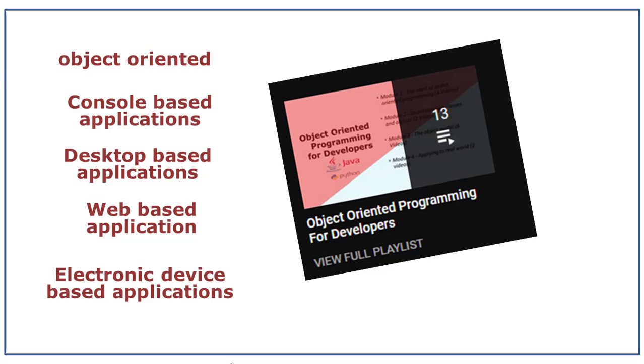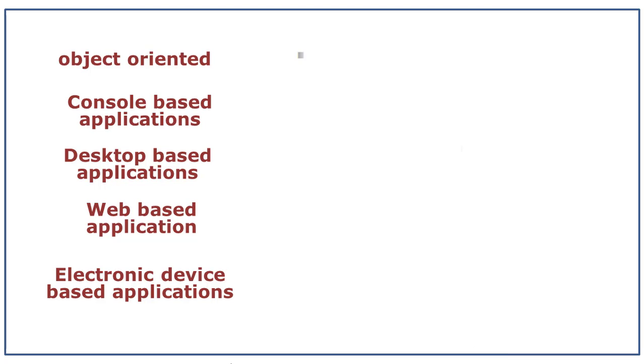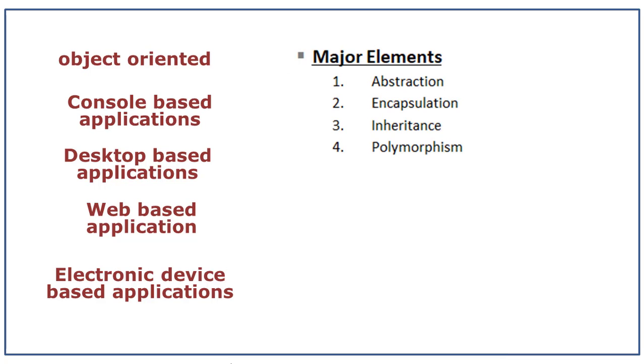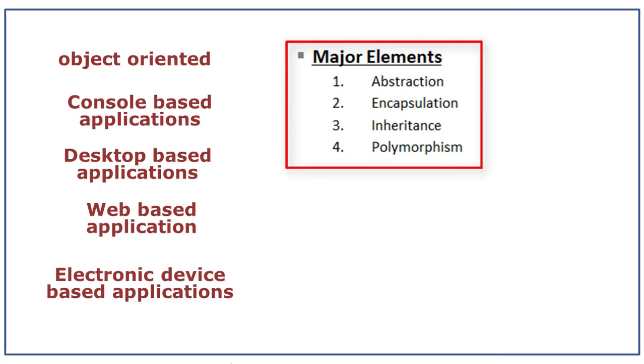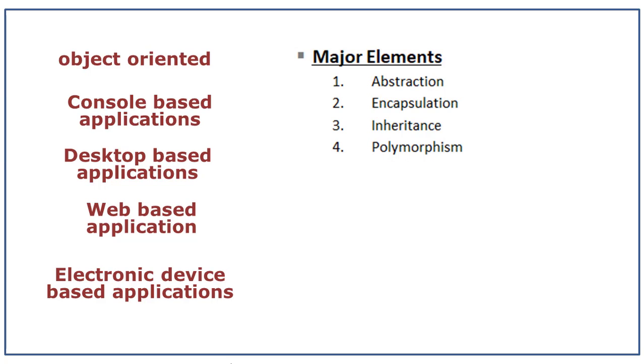For the time being, just to get the basic idea of what is object-oriented programming, understand it like this. A language is said to be object-oriented if it supports all the major elements of the object model. And the major elements of the object model are abstraction, encapsulation, inheritance, and polymorphism. So as Java supports all of these four major pillars, Java is an object-oriented programming language.